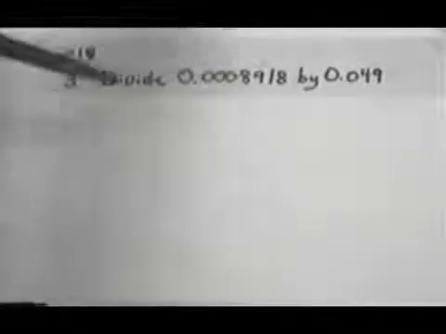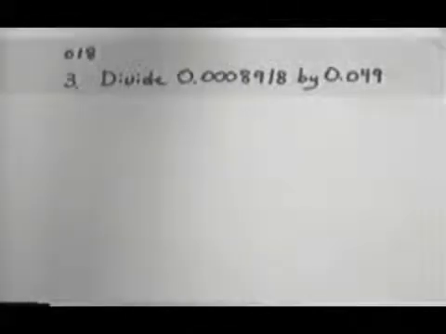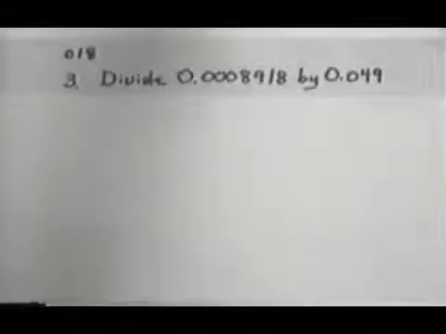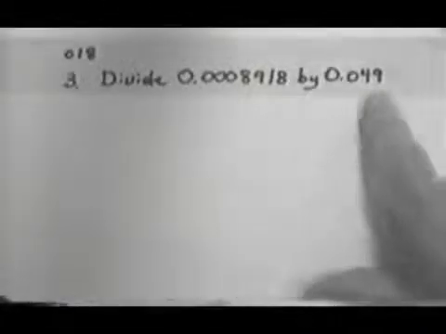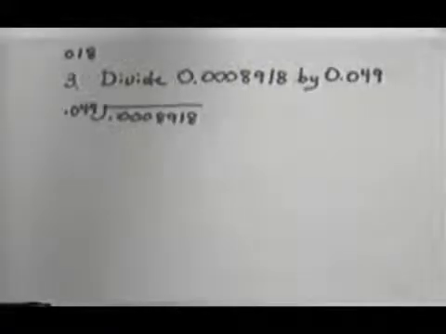Our next example looks kind of interesting because it has all of these zeros in it. It's 0.0008918. We want to take that number and divide it by 0.049. Now, we're taking a very tiny decimal number and dividing it by 0.049. So let's see what happens. Whatever we're dividing by, the by goes on the outside, so it's going to look like this.